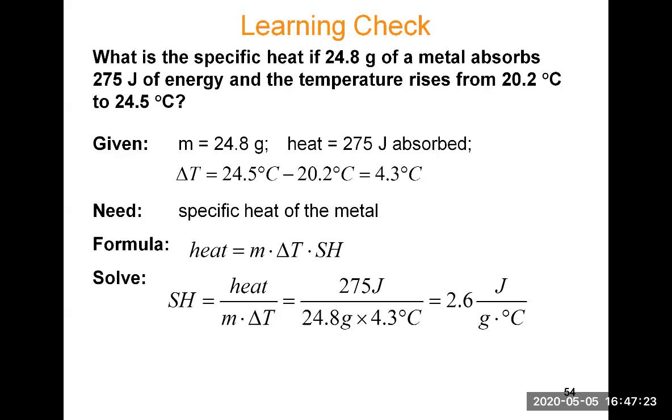And so in the calculator, you do 275 divided by 24.8 and divided again by 4.3. The calculator answer is 2.578, etc.